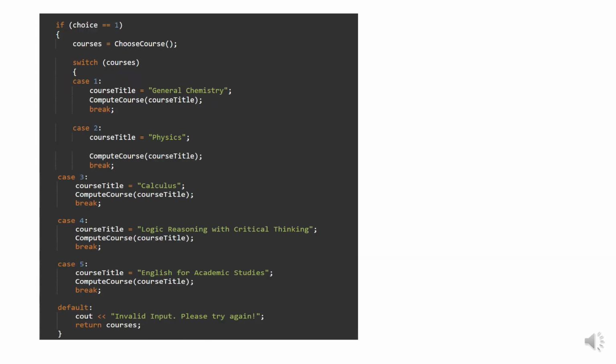Here, we can see that if the user entered the key 1, there will be multiple cases in which the user may choose a subject to be computed. The formulas are being called here in the compute course function that I mentioned earlier.